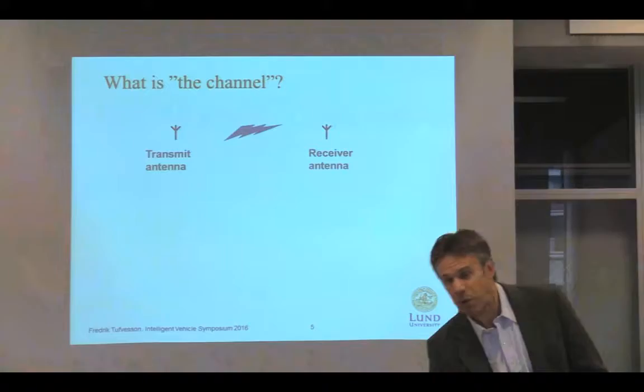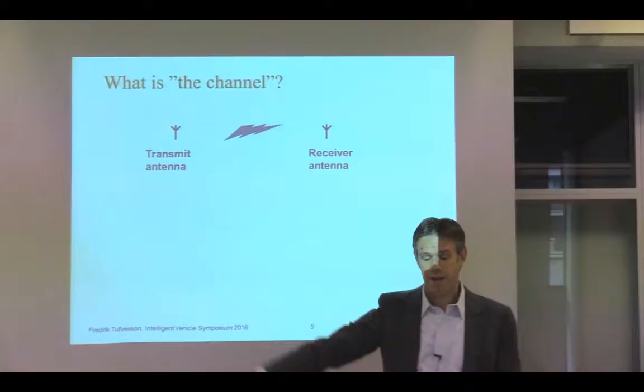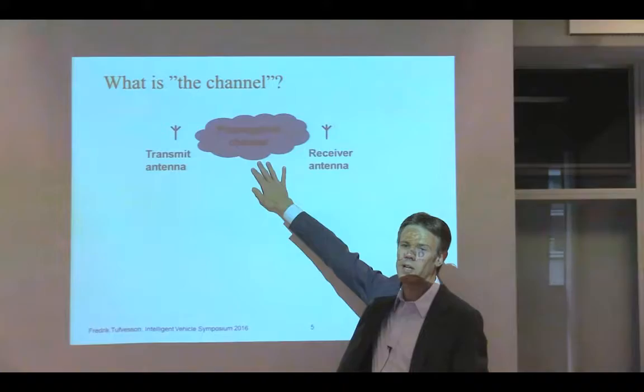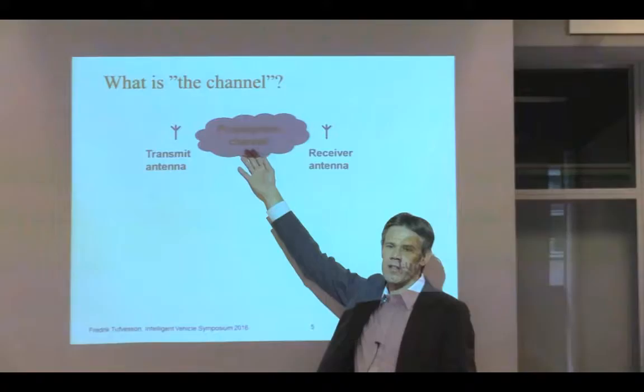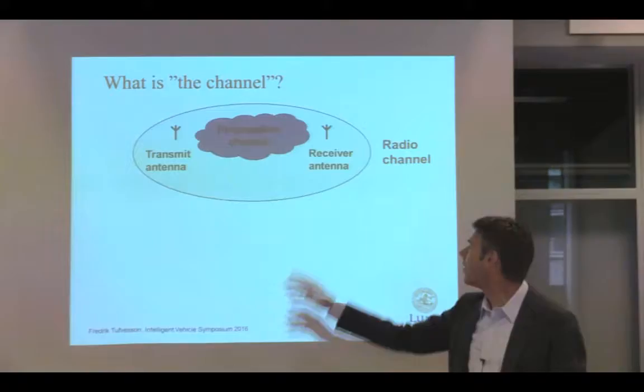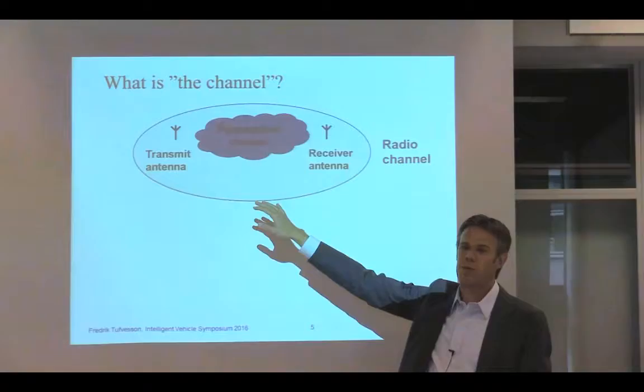When we talk about the channel and the channel properties, what is the channel? We have a transmit antenna, we have a receive antenna, and then we have something in between. This is what we typically call the propagation channel. So that's the pure diffraction, reflection, transmission process that we have there. But this is not what the modems see. What the modems see is the radio channel, where we include the antenna at the receive side and the antenna at the transmit side. And this is what we refer to as the radio channel.